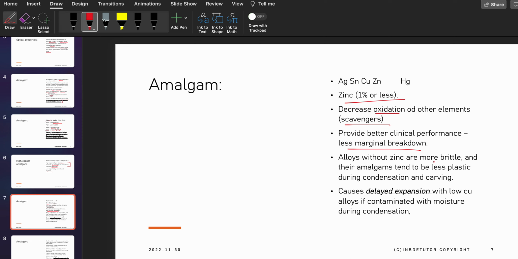Alloys without zinc are more brittle, and their amalgam tends to be less plastic during condensation and carving. It can cause something known as delayed expansion, but only with low copper alloys if it is contaminated with moisture during condensation. So that is the disadvantage of zinc.